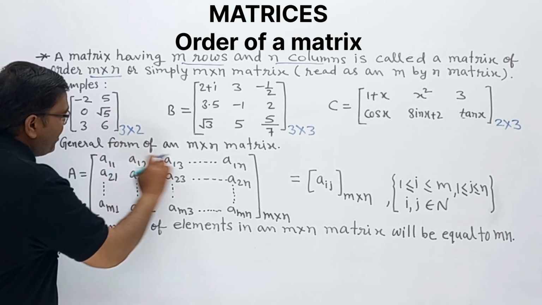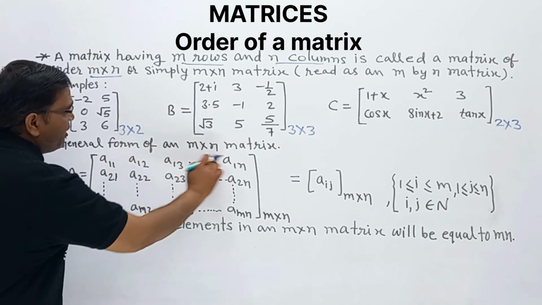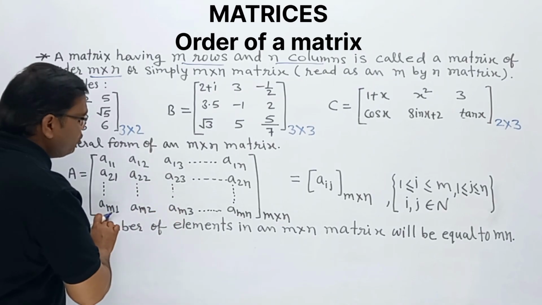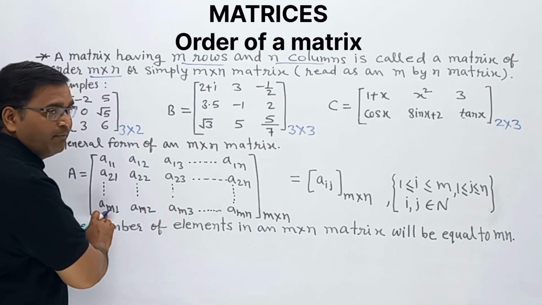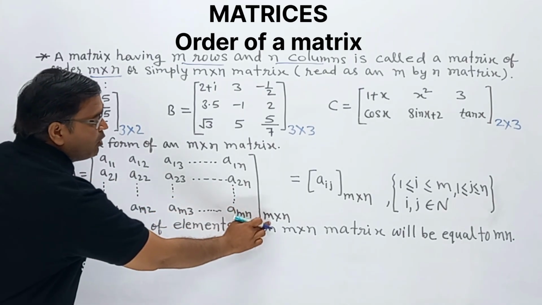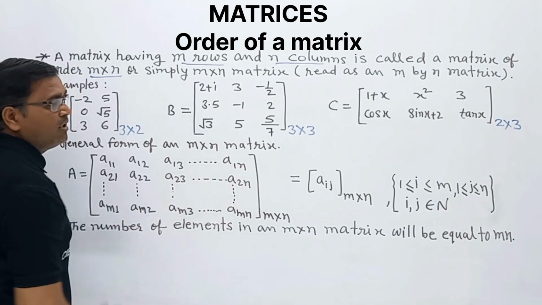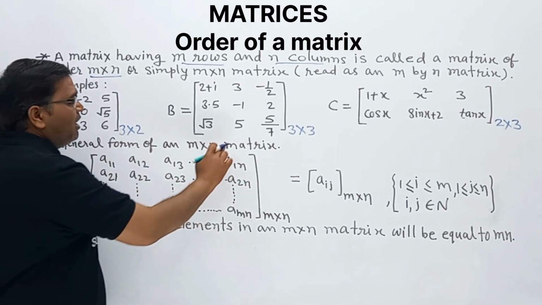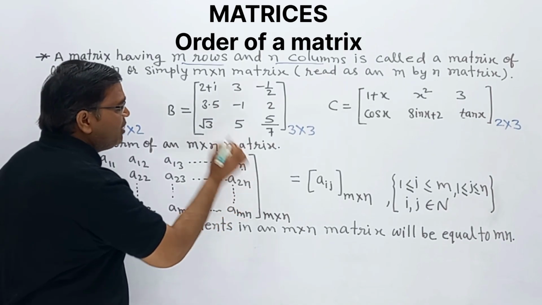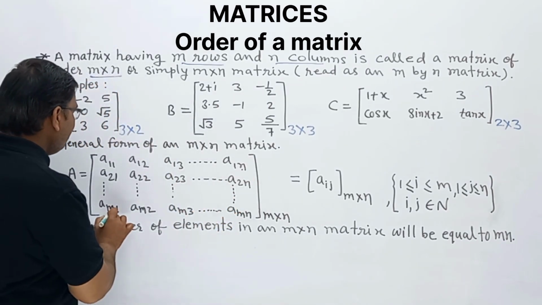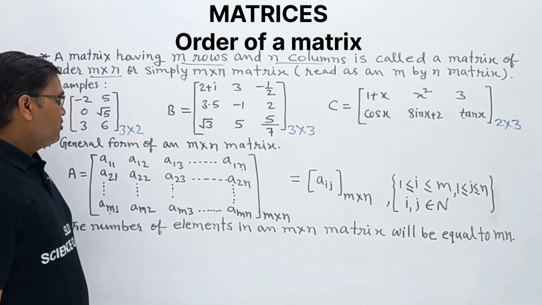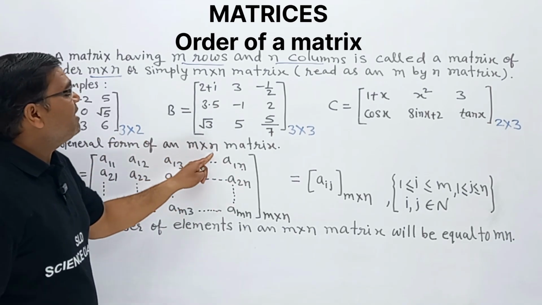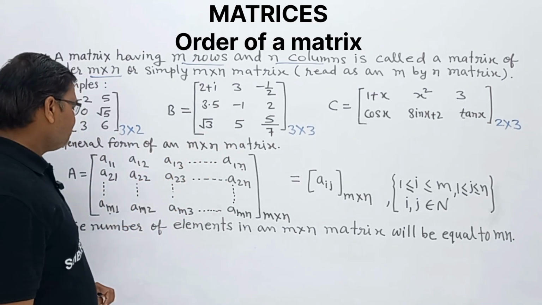This is the 1st row, this is the 2nd row, this is the 3rd, so 4, 5 up to m. So 1 to m. m is the number of rows, and n is the number of columns, 1, 2, 3 up to n. So n shows the columns and m shows the rows. This is the general form of an m by n matrix.